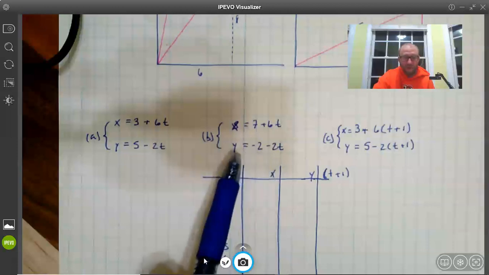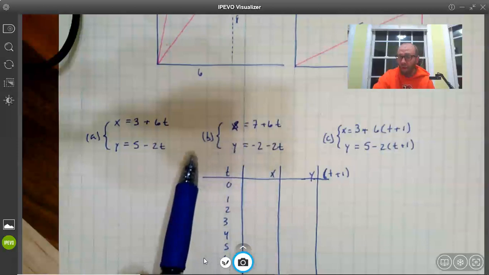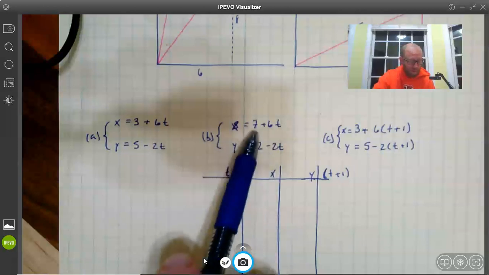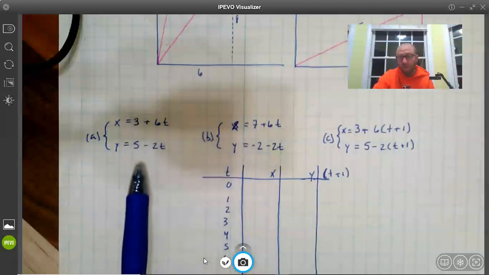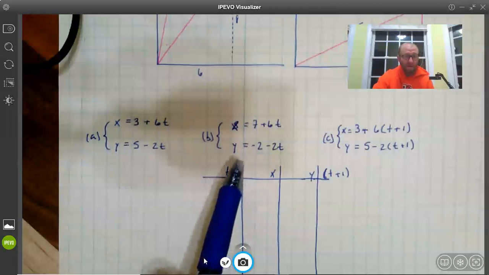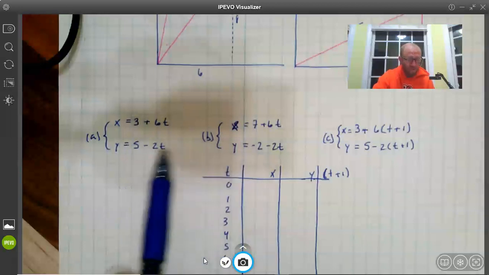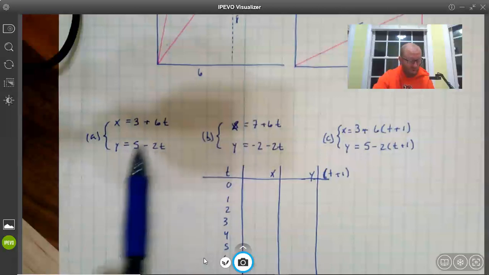So for rules A and B, the x and y coordinates are changing at the same rate, but this point starts at 7, negative 2, and this one starts at the point 3, 5. So these two are following parallel paths. They're never going to be at the same location, ever, because they're starting out at different places.